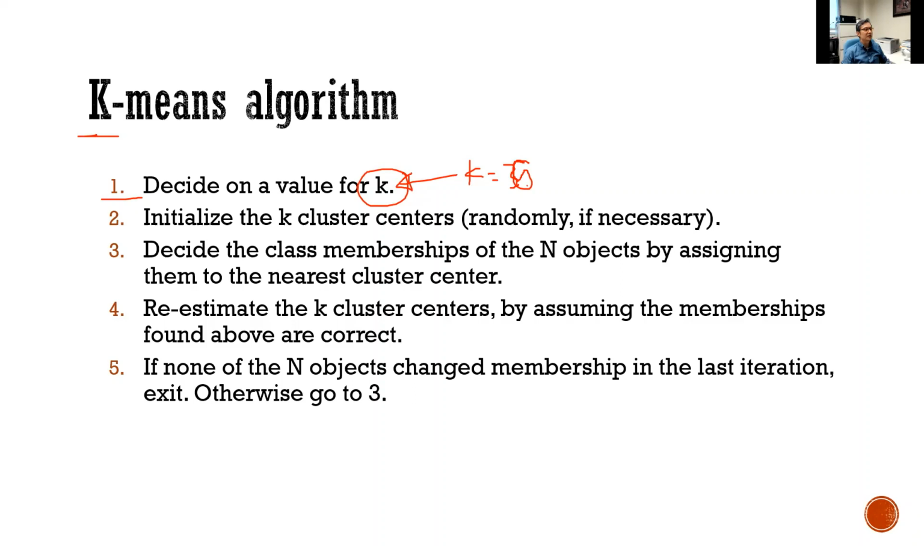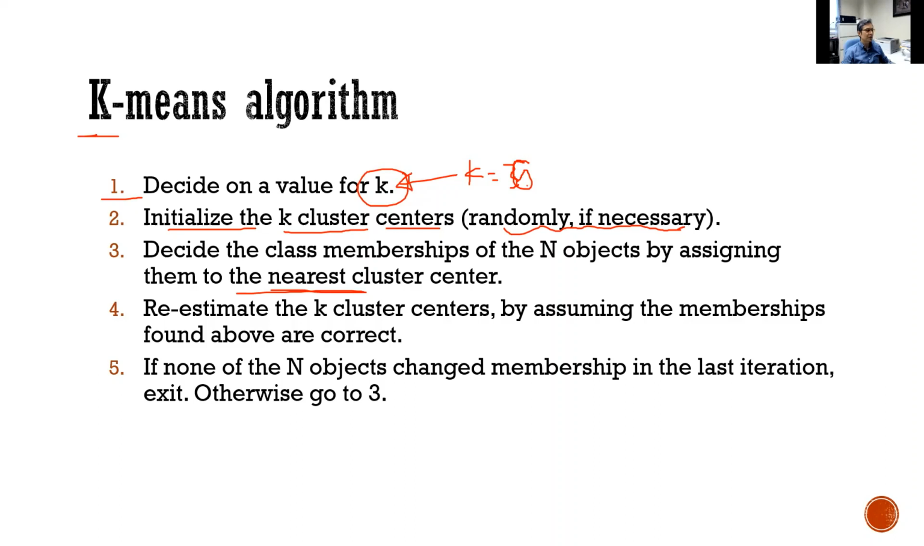Once you determine the k, the next step is to initialize the k cluster centers. First, the algorithm will do it randomly if no prior information is given. The next step is that it will decide the cluster members. All the data points close to the centers of the k clusters will be grouped into different clusters based on their nearest relationship to the center.